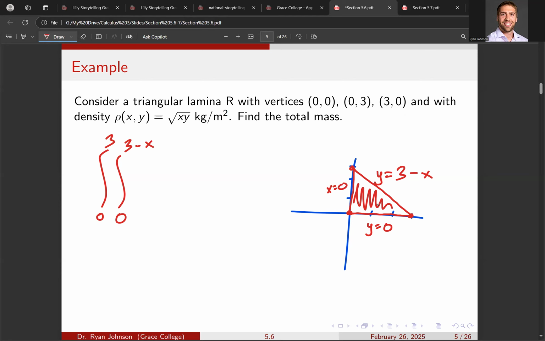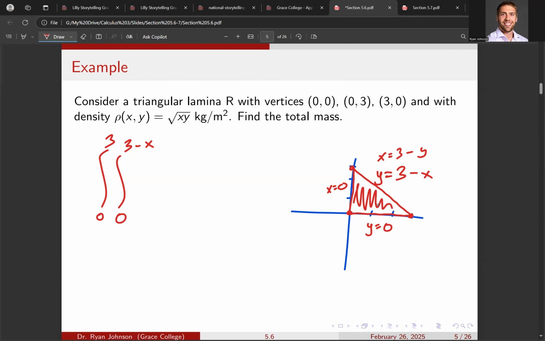Okay? You could have also done the other way. This is also x equals 3 minus y. So you could have gone y from 0 to 3, and then x is from 0 to 3 minus y. Okay? But I think I like the first one better. I'll stick with that.